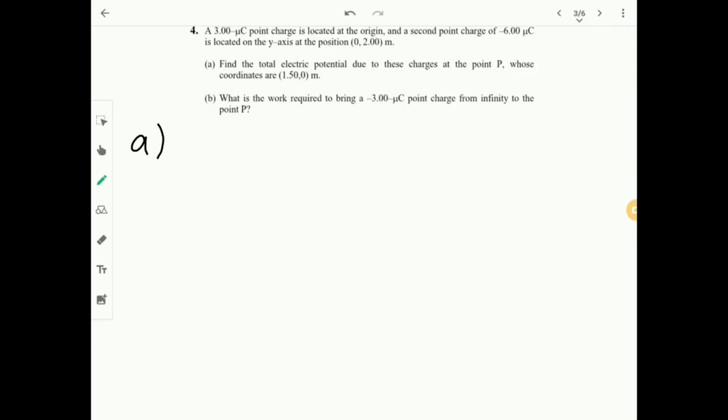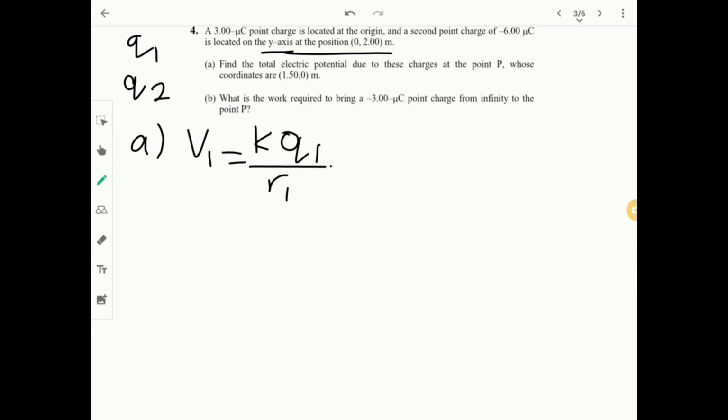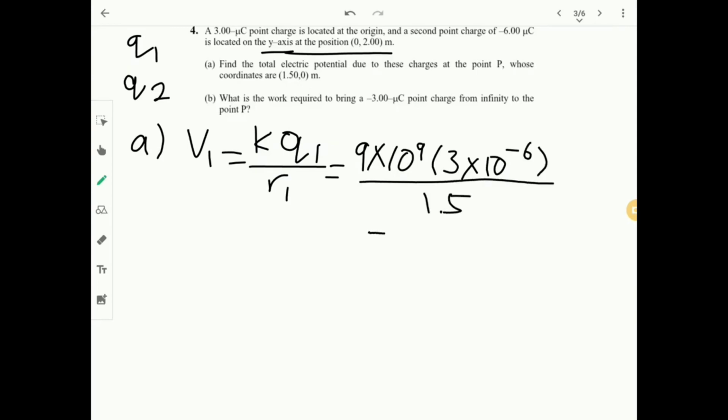Okay, let's solve it together. First, let's call the one at the origin Q1 and the one at this position Q2. Let's find V1 first, which is KQ1 over R1, and since it's 1.5 meters away from the origin, it's 9 times 10 to the 9 times 3 times 10 to the power of minus 6 over 1.5, 18,000 volts. Let's circle it because it's not the final answer.